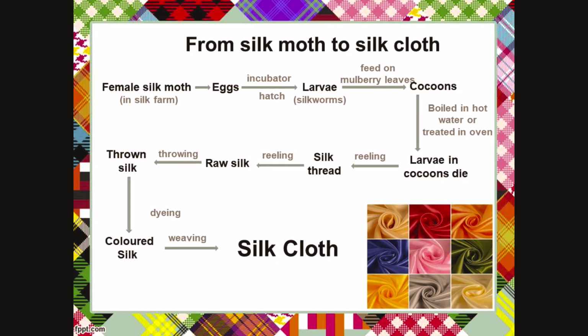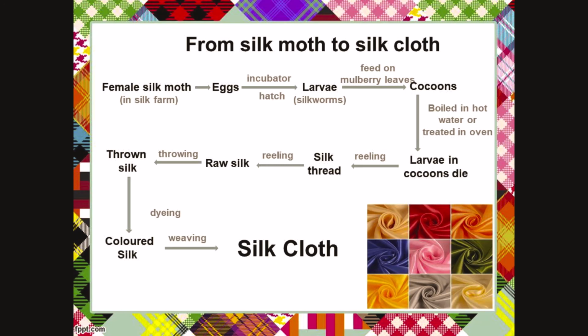Then this cocoon spins a covering around itself, meaning it covers itself with the silk fiber. Then these cocoons are boiled in hot water or treated in ovens so that the larva can die. Then after this reeling is done, the larva will die and the silk thread can be taken out. This process is known as reeling.